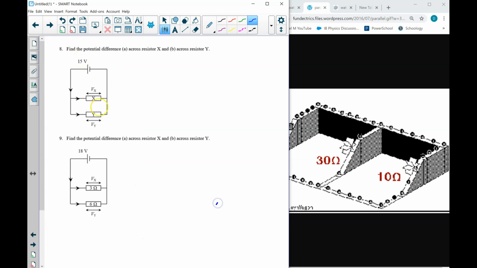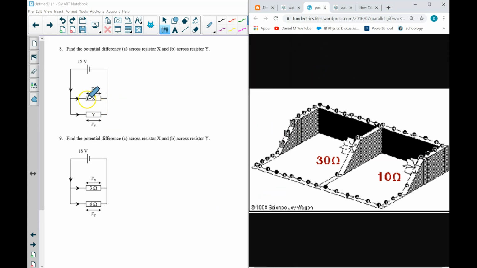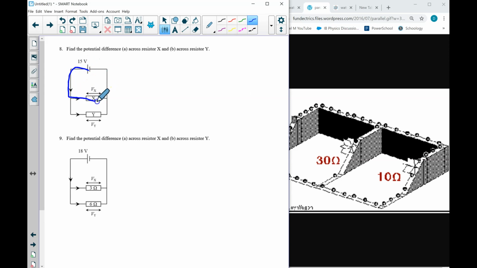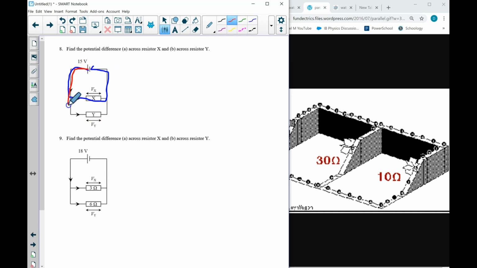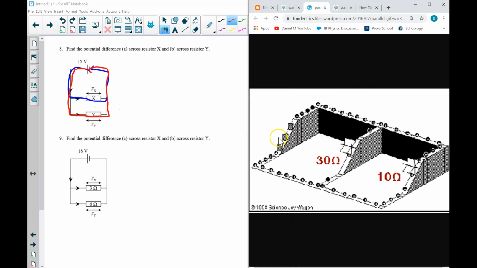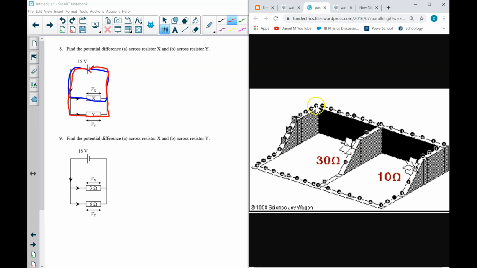Find the potential difference across resistor X and resistor Y. Alrighty, here's the picture. Remember that charges traveling through X, if a charge goes like this, it does not travel through Y. And if a charge goes like this, it does not travel through X. Any charge that starts here, gains 15 volts, will lose 15 volts as it travels through the path if that's where it heads. Right, so any charge traveling through the first path loses all 15 volts right here. A different charge will choose the other path, and it has to lose its 15 volts on the other path.